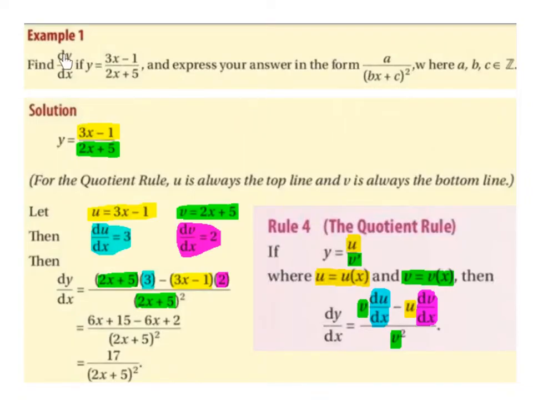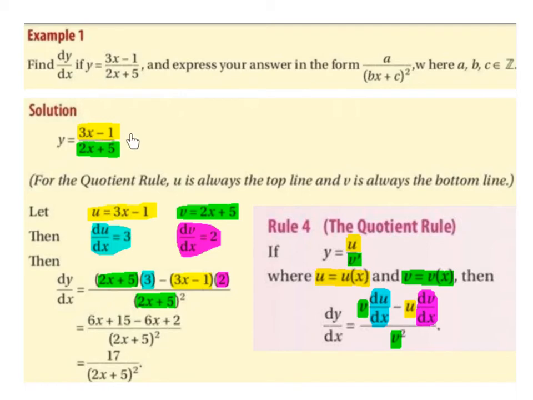Example: find dy dx if y is equal to 3x minus 1 divided by 2x plus 5, and express your answer in the form of a over bx plus c squared, where a, b and c are elements of the integer set. So a, b and c are positive or negative whole numbers. So y is equal to 3x minus 1 over 2x plus 5.